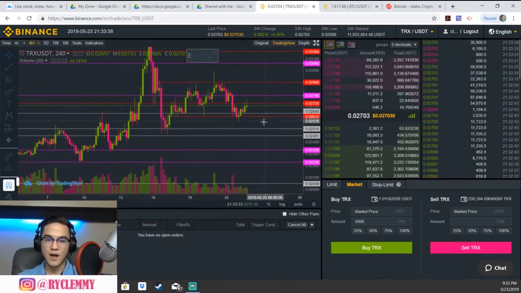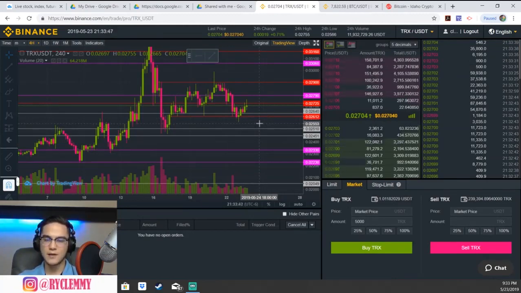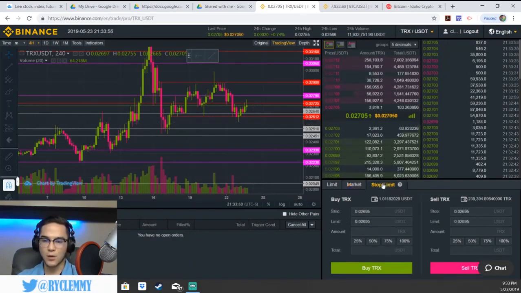But a stop loss is basically your lifesaver. So let's say you were going to bed, but you were holding Tron and you didn't want the price to drop overnight while you're sleeping, or during the day if you're going out to lunch or you're busy. So you can set what is called a stop limit order on Binance.